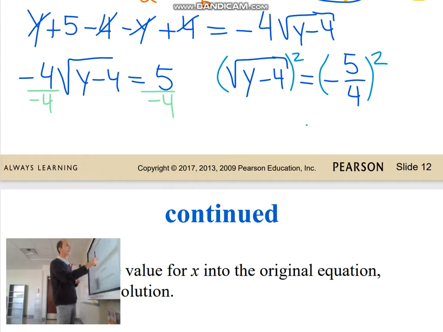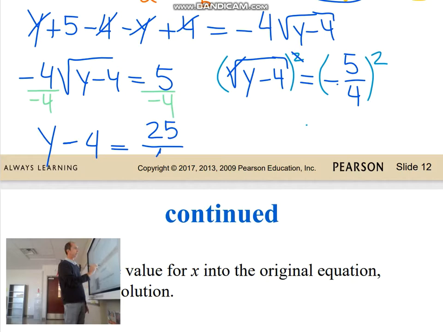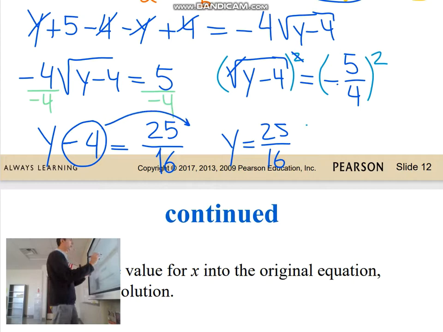Then we have y minus 4 equals, because you can simplify, right? y minus 4 equals, when you square this, negative 5 over 4, negative with negative is positive, 5 squared is 25, and 4 squared is 16. Okay? This is the result. Now we don't have any radicals. We found a solution, and y equals 25 over 16. If you move this negative 4 to the other side, plus 4, and this equals 89 over 16.